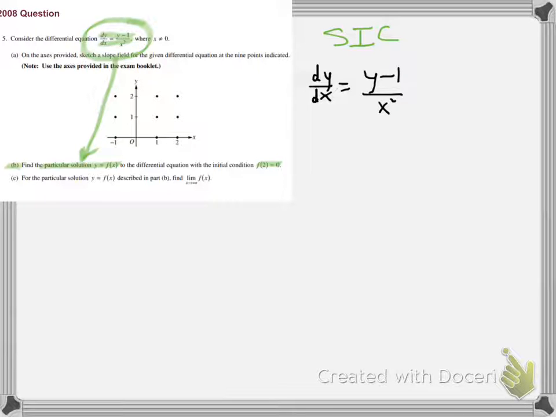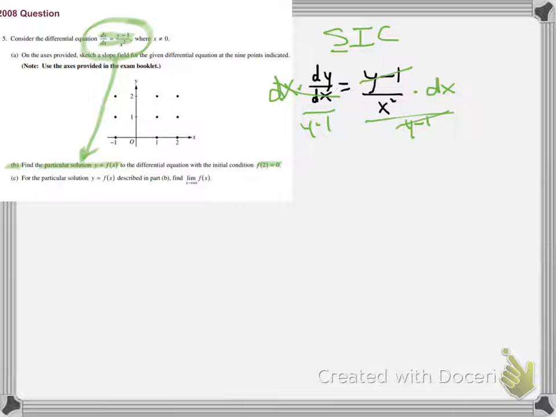So let's see, what do I want to do first? Well, I want to separate. So let's go ahead and separate these variables. I'm going to collect all my x's on my right-hand side. So I'm going to multiply both sides by dx to cancel out the x on my left-hand side. And then similarly, I'm going to divide both sides by y minus 1. Just use some algebra there. And that's going to cancel out my y minus 1 on this side.